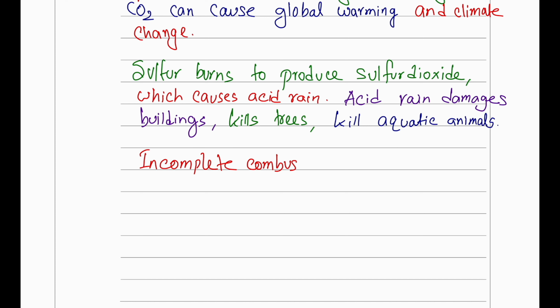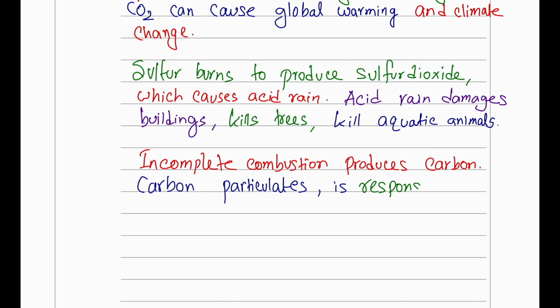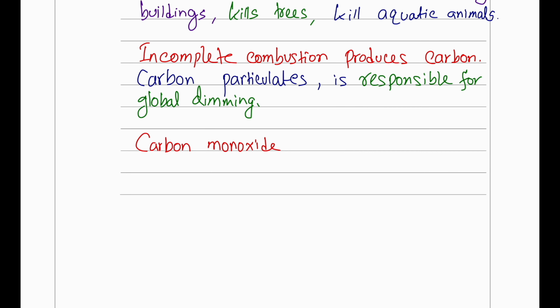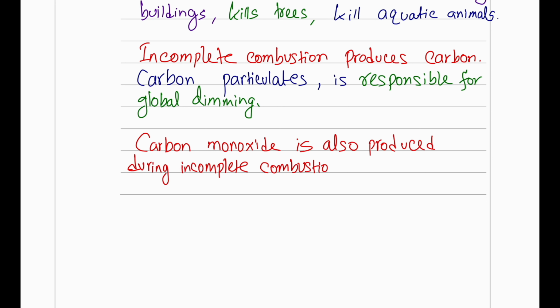Incomplete combustion of fossil fuel leads to the production of carbon, which is like a soot material, alright? They're particulates, and they can lead to global dimming and respiratory problems in humans. Carbon monoxide produced during incomplete combustion is highly toxic and can damage hemoglobin.